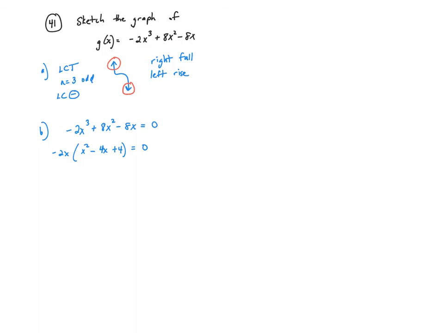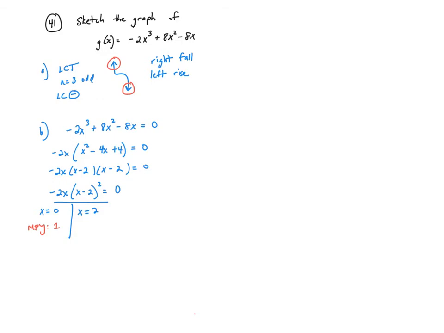Next, we should find the zeros. To do that, factor out a negative 2x. We see that we can continue factoring x squared minus 4x plus 4. We'll get x minus 2 times x minus 2. So that means that negative 2x times x minus 2 squared equals 0. Therefore, our roots are x equals 0 and x equals 2.